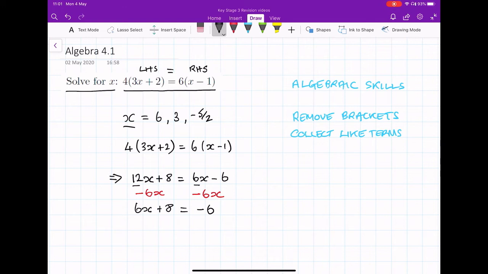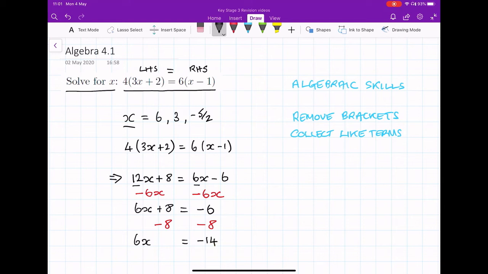So how are we going to get the plus 8 that's on the left-hand side, remove that from the left-hand side and move it to the right-hand side? The only way we can do that is we have to subtract 8 from both sides. So let's subtract 8 from the left-hand side and subtract 8 from the right-hand side, and let's see what that gives us. We still have the 6x, plus 8 minus 8 is 0, so that's gone, equals minus 6 minus 8, which is minus 14.